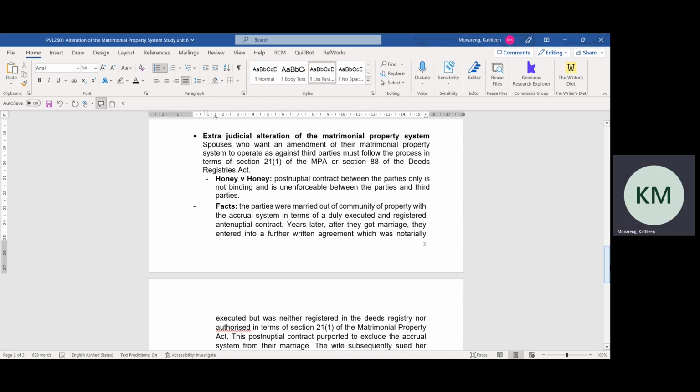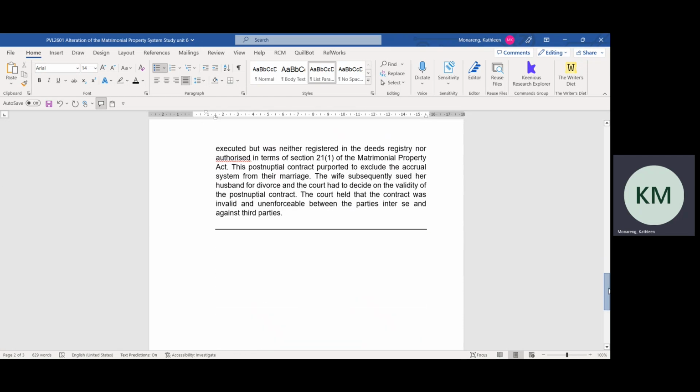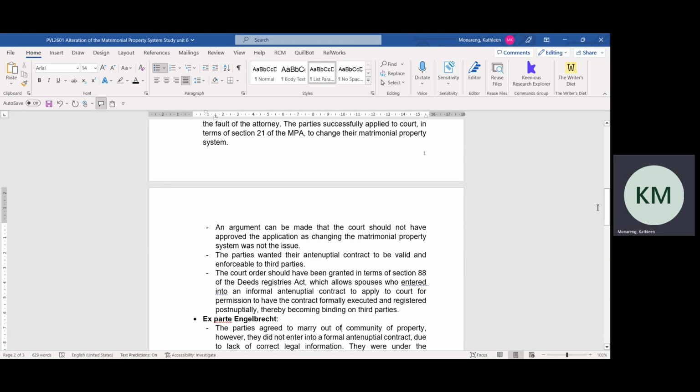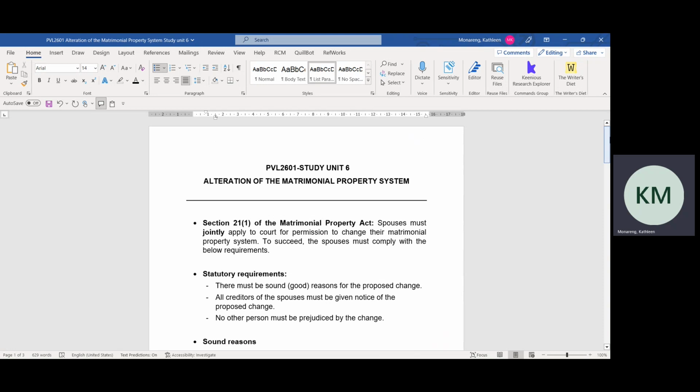Extrajudicial alteration of the matrimonial property system. Spouses who want to amend the matrimonial property system to operate against third parties must follow the processes in terms of Section 21, subsection 1 of the Matrimonial Property Act or Section 88 of the Deeds Registries Act. This is what I've just spoken about, and please just know these two provisions. Also, please study the case of Honey versus Honey. Okay, students, this is just a brief summary of alteration of the matrimonial property system.